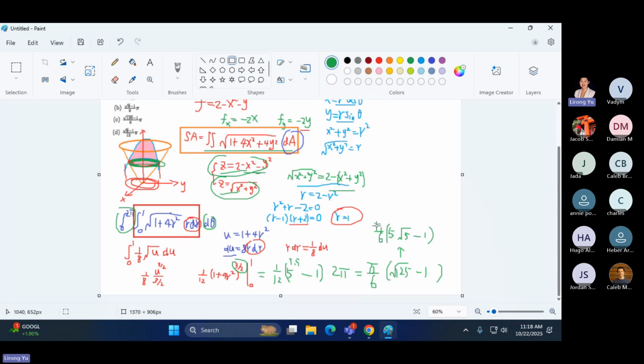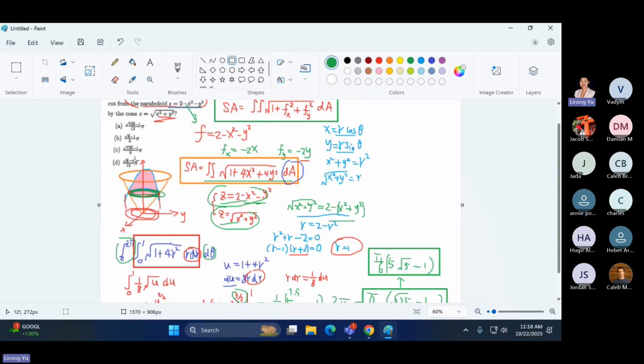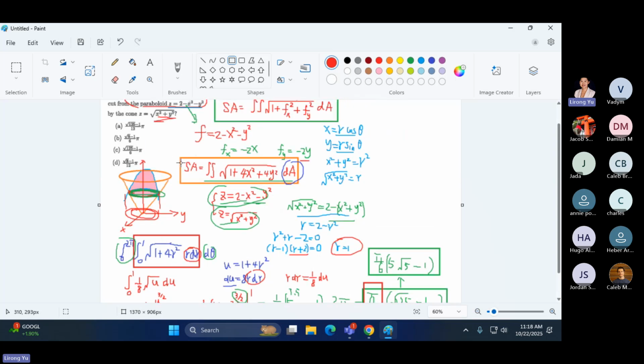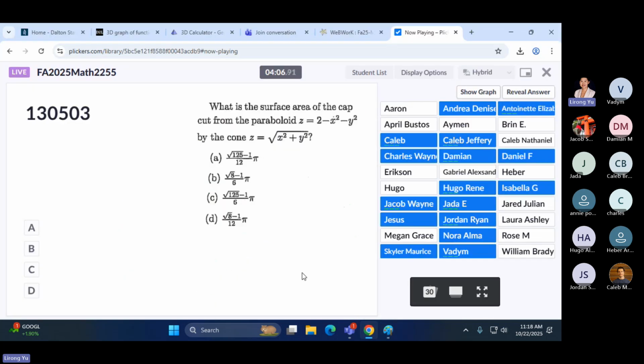So anyway, I think the final answer is this one or this one. Let's see if we find it. Right. And then you probably see the correct answer. If you have the wrong one, it could be the simplification. So it's pi over 6, not pi over 12. You might want to double check your calculation. These answers are similar to each other, so try to differentiate them.